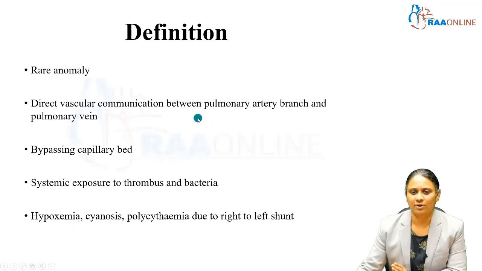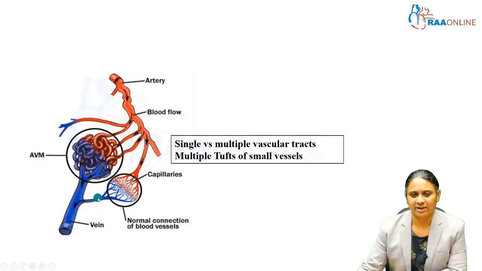Otherwise it is a right to left shunt resulting in hypoxemia. Despite oxygen, this PaO2 cannot be corrected, which in long-standing cases gives rise to cyanosis, clubbing, polycythemia because of a right to left shunt but away from the heart. It is cyanosis with a normal heart. So this is the pulmonary AV fistula.